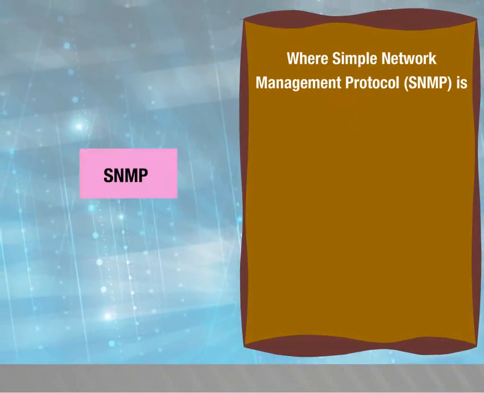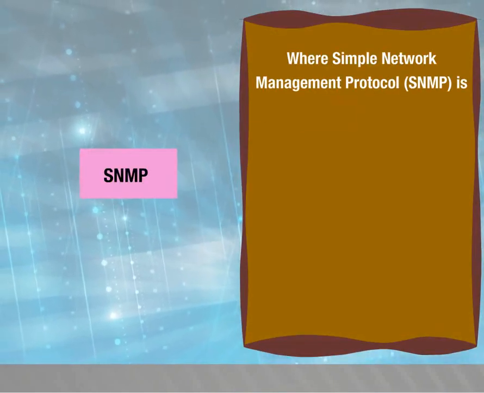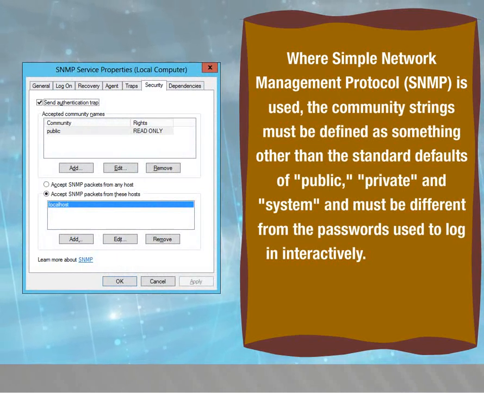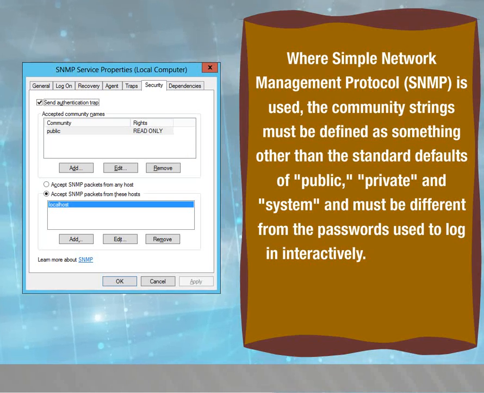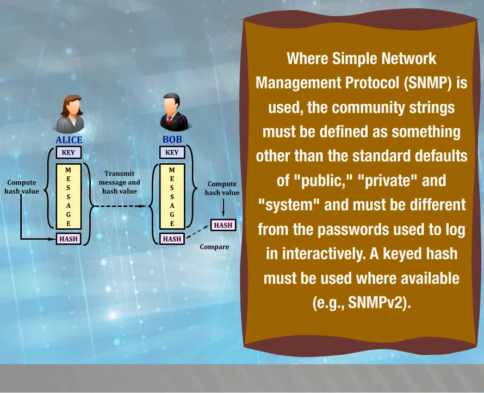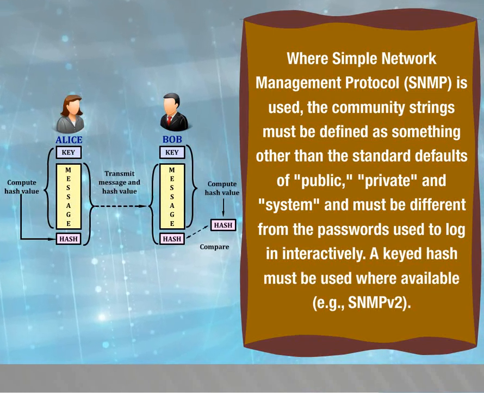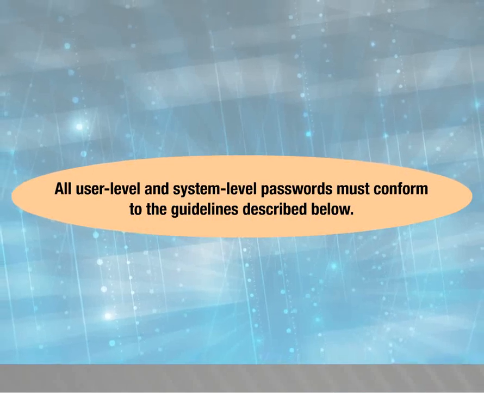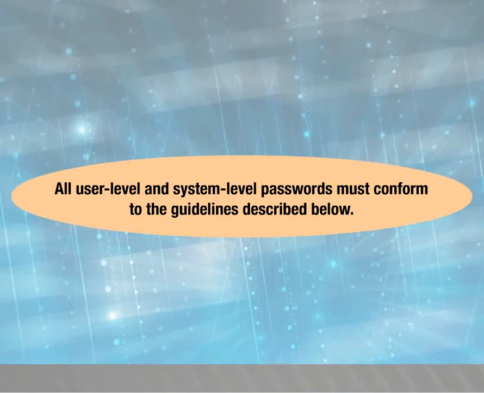Where Simple Network Management Protocol (SNMP) is used, the community strings must be defined as something other than the standard defaults of public, private, and system, and must be different from the passwords used to log in interactively. A keyed hash must be used where available, for example SNMP v2. All user-level and system-level passwords must conform to the guidelines described below.